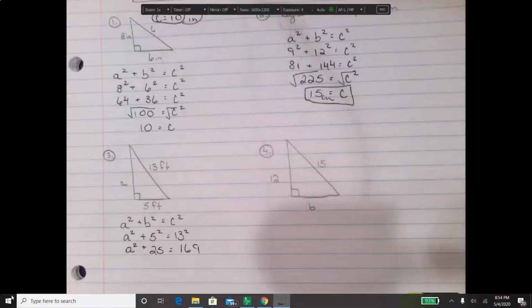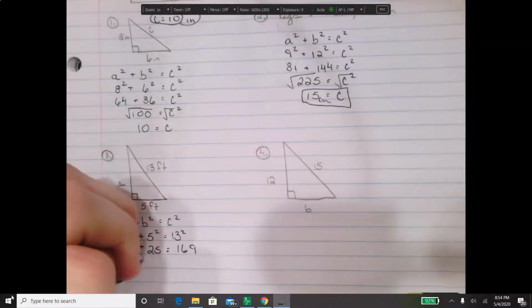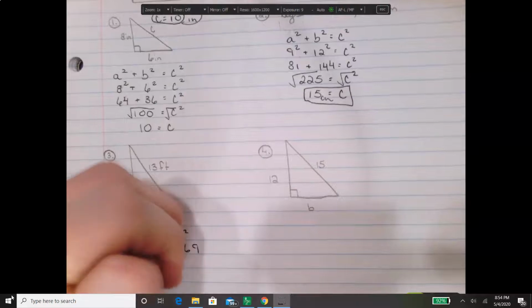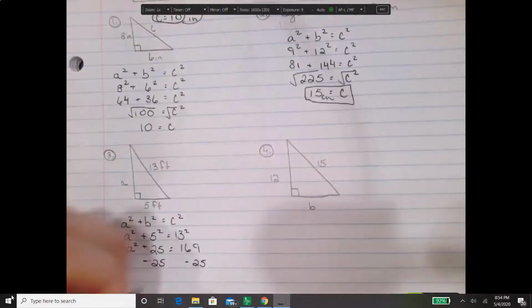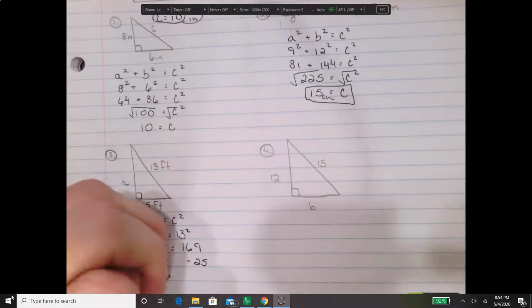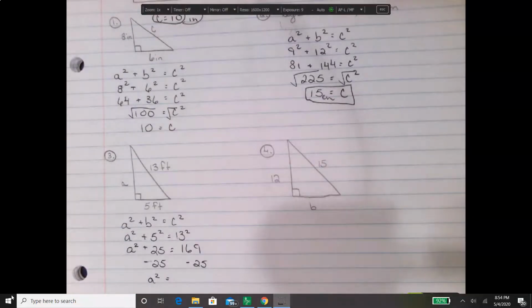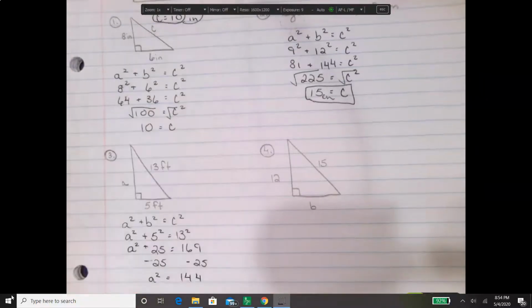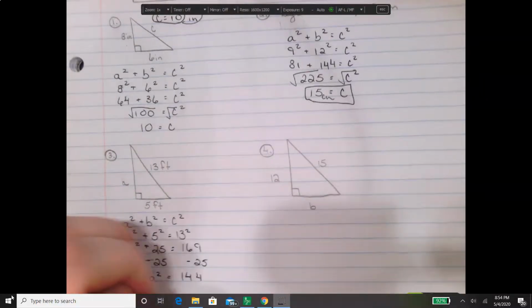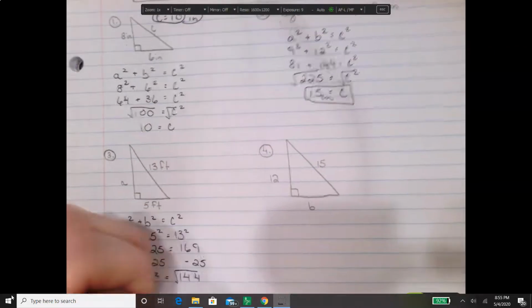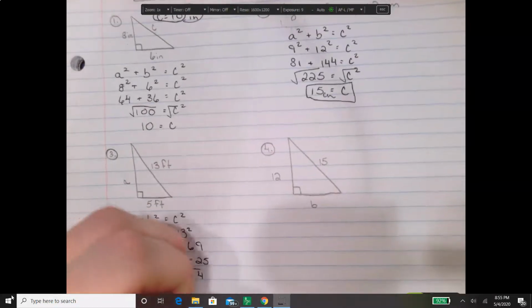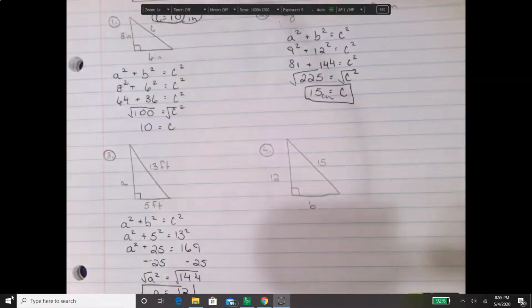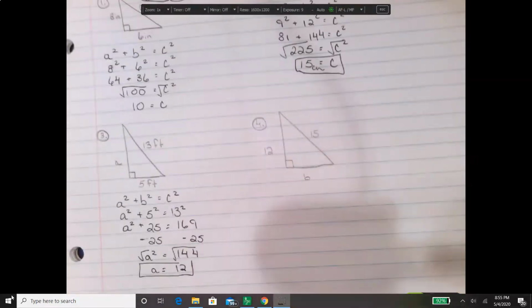So let's get A squared by itself. And in order to do that, I'm going to subtract 25. So if you subtract 25, A squared is going to be equal to 144. Take the square root because I want just A, not A squared. And A is equal to 12. Because the square root of 144 is 12. 12 times 12 is 144. Let's look at number 4.